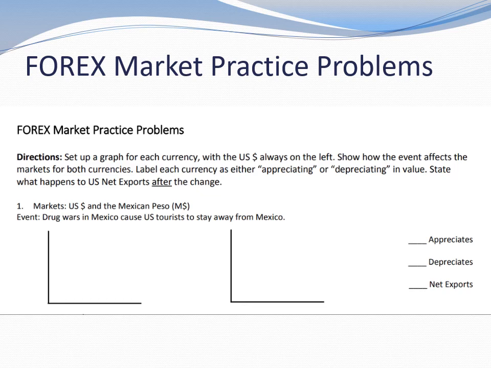So now go ahead and take out your Forex market practice problems if you don't have them handy, and let's read these directions together. So you're going to set up a graph for each currency with the US dollar always being on the left-hand side. That's just for consistency purposes. And then you're going to show how the event affects the markets of both currencies. Now, the key here is to only figure out the initial reaction to that event.